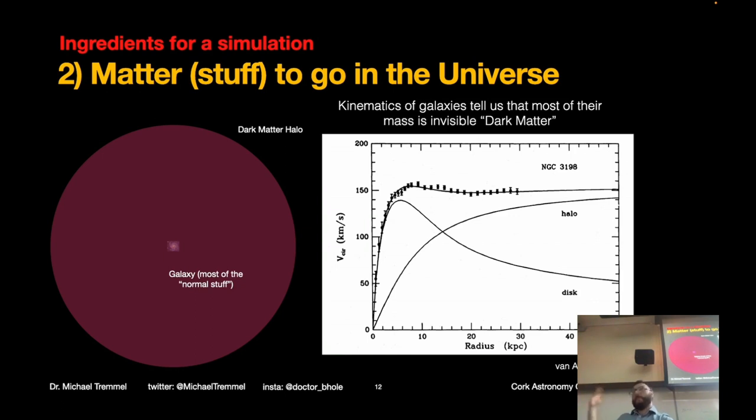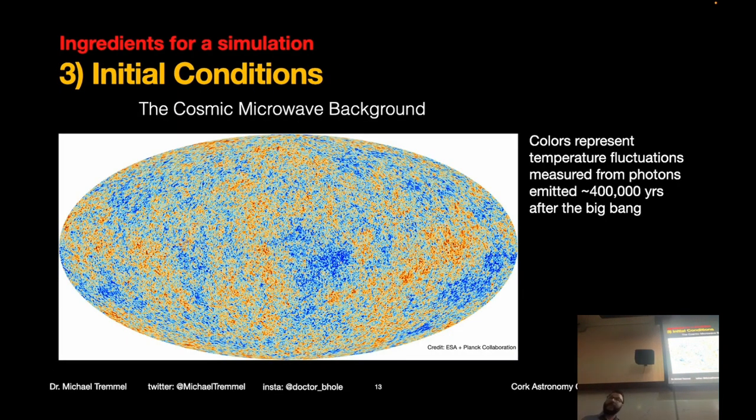So we have some stuff. Let's say dark matter for now. We'll get to the other matter later. We have dark matter. We have our cosmology, how the universe evolves over time. The next thing we need is, what do we start with? What is the initial condition of the universe, right? And that we get from observations again, the cosmic microwave background.